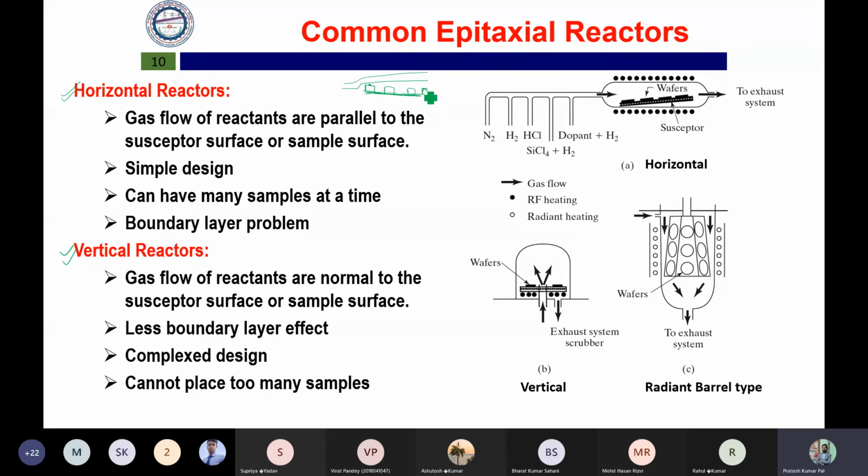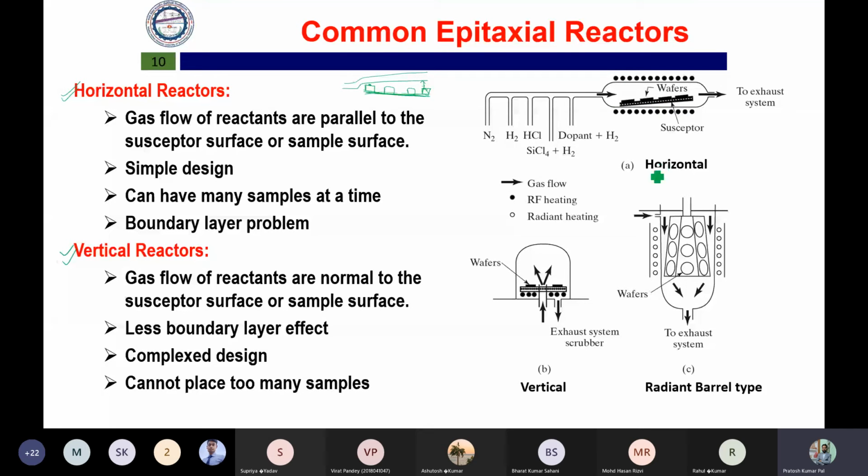Because here the boundary layer was higher, to reduce this boundary layer, in the reactor the samples are placed onto an inclined surface. So this will be an inclined holder, onto which the substrate, the wafers, will be placed, on which the epitaxial layer deposition will take place. Okay, so this is called horizontal deposition.